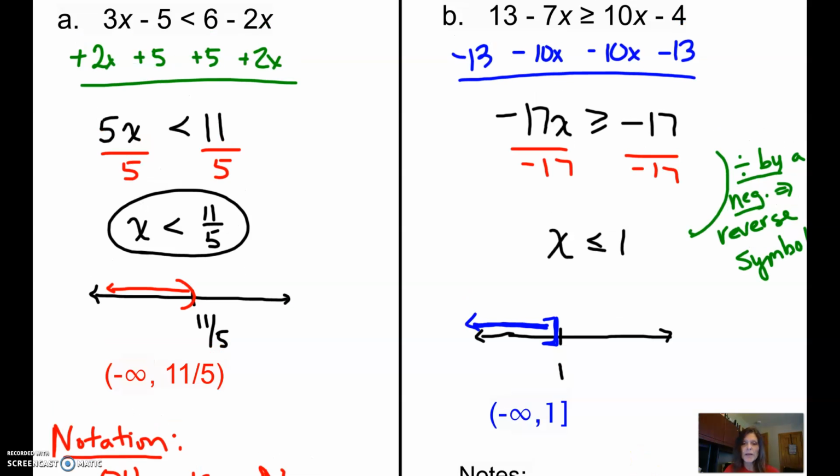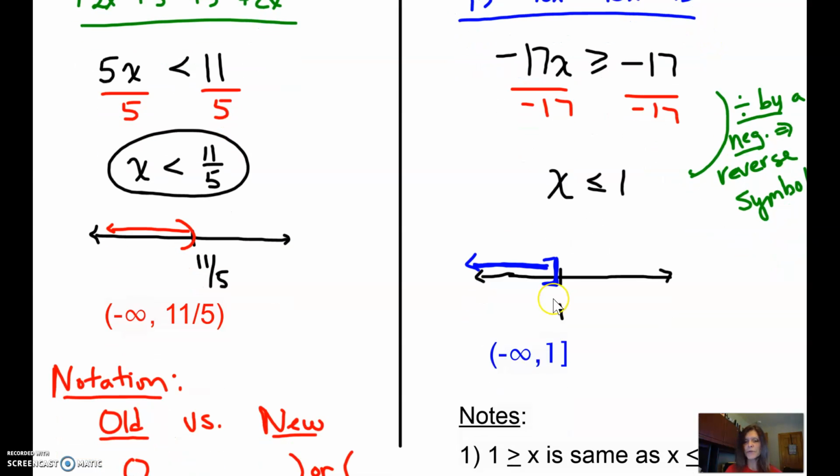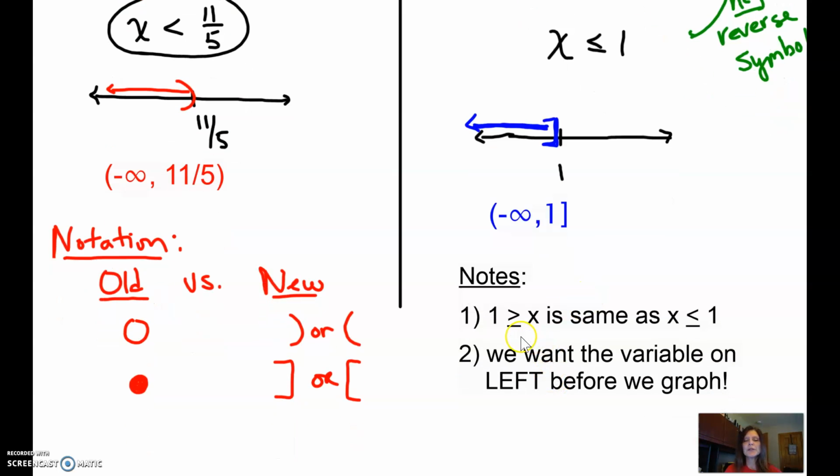Now, some of you may have taken a slightly different approach to this problem, and instead of moving the x's to the left-hand side, you moved them to the right-hand side. So you might have added the 7x and then added the 4. That's perfectly fine. But when you finish your problem, you're going to end up with an inequality that looks like this. 1 is greater than or equal to x. Again, that's an accurate statement, but it's not as helpful for us when we are graphing.